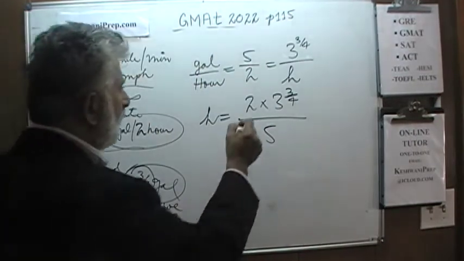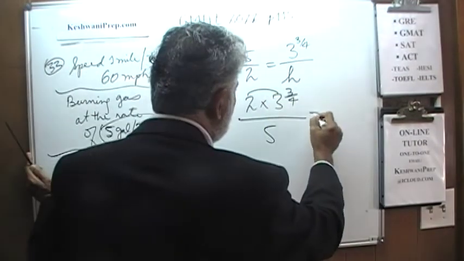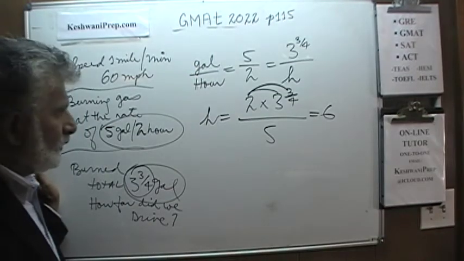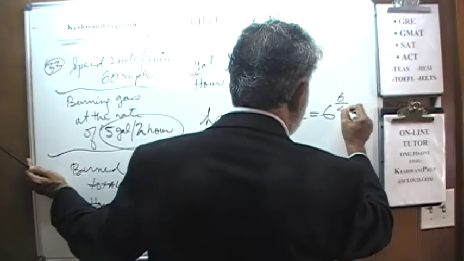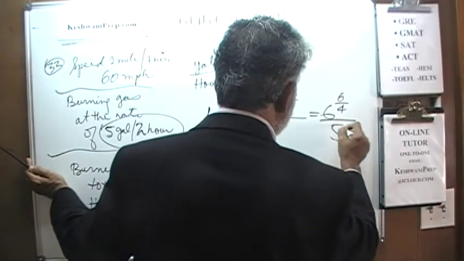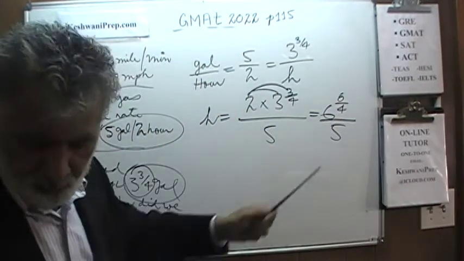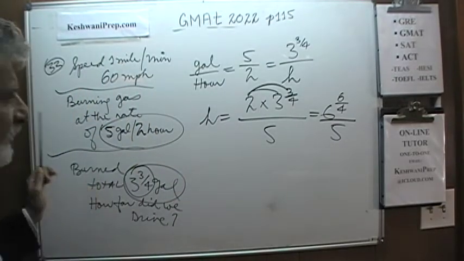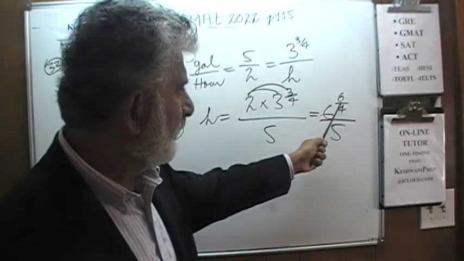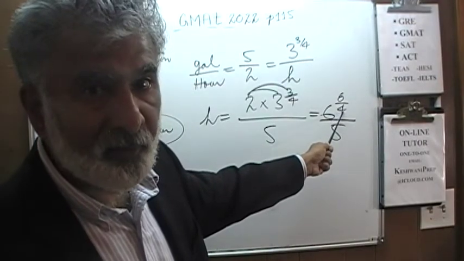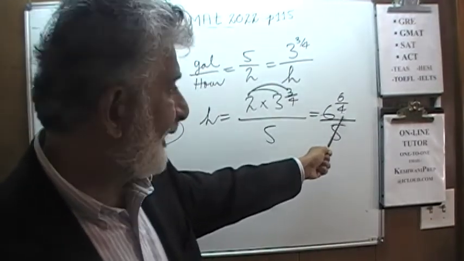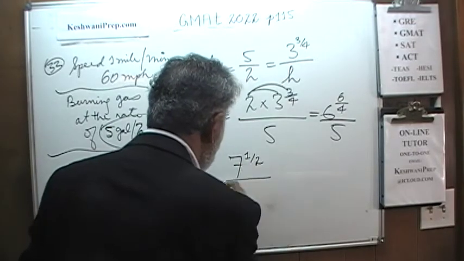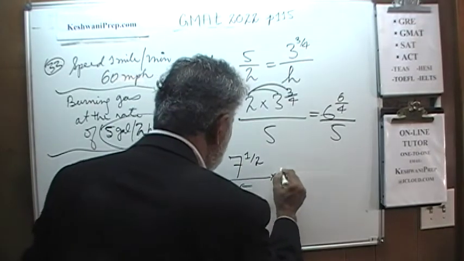That's pretty straightforward. 2 times 3 is 6. And 2 times 3/4, if I have 3/4 times 2, I will have 6/4 over 5. Let's pick up this guy from here, because we're running out of room. 6/4 is 1 1/2, isn't it? 1 1/2 plus 6 is 7 1/2. 7 1/2 over 5. Let's multiply top and bottom by 2.